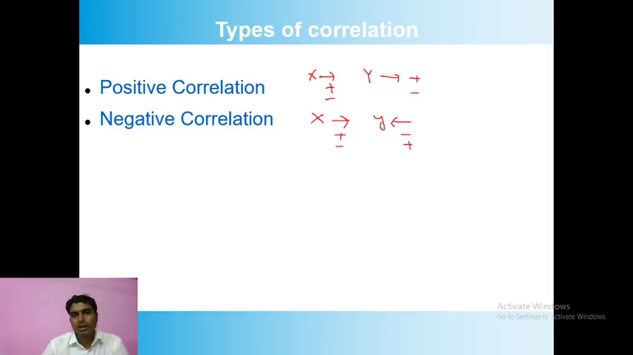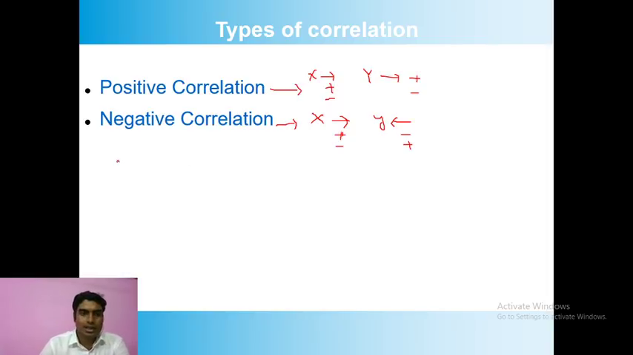Whenever one variable changes, the other variable changes in the same direction. If one variable increases, the other increases, or if one decreases, the other also decreases. In this case it is known as positive correlation. Negative correlation is when an increment of one variable causes a decrement of the other variable. If x decreases and the other variable increases, it is also negative correlation. Is it clear?